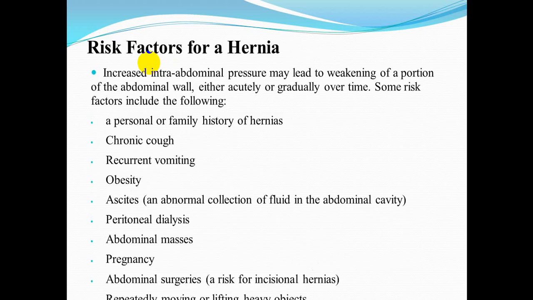Risk factors for a hernia: increased intra-abdominal pressure may lead to weakening of a portion of the abdominal wall, either acutely or gradually over time. Some risk factors include the following: a personal or family history of hernia, chronic cough, recurrent vomiting, obesity, ascites, abnormal collection of fluid in the abdominal cavity, peritoneal dialysis, abdominal masses, pregnancy, abdominal surgery, a risk for incisional hernia, repeated moving or lifting heavy objects. That is for the risk factors.